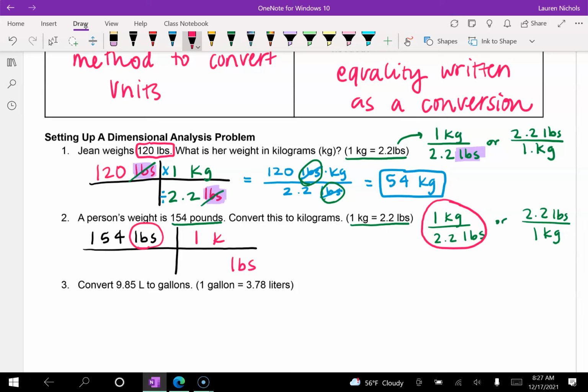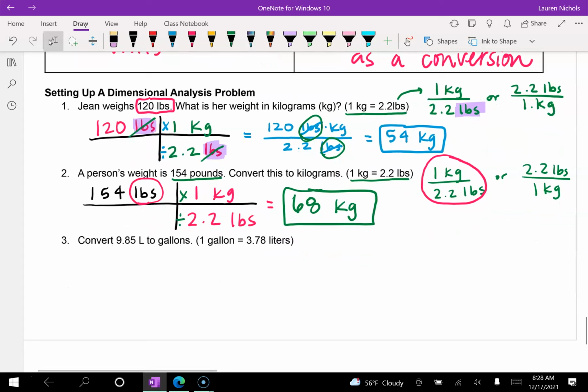So that means I will be using that first fraction, 1 kilogram over 2.2 pounds. We multiply by what's on the top and divide by what's on the bottom. So 154 times 1 divided by 2.2 gives us 68 kilograms. Excellent. And that is our answer.